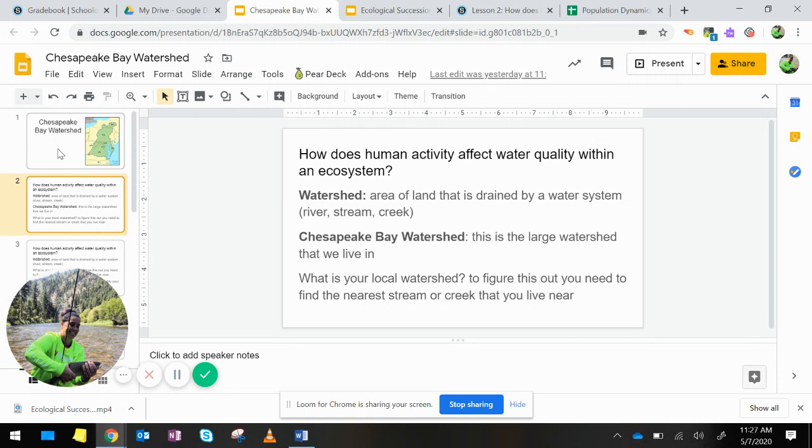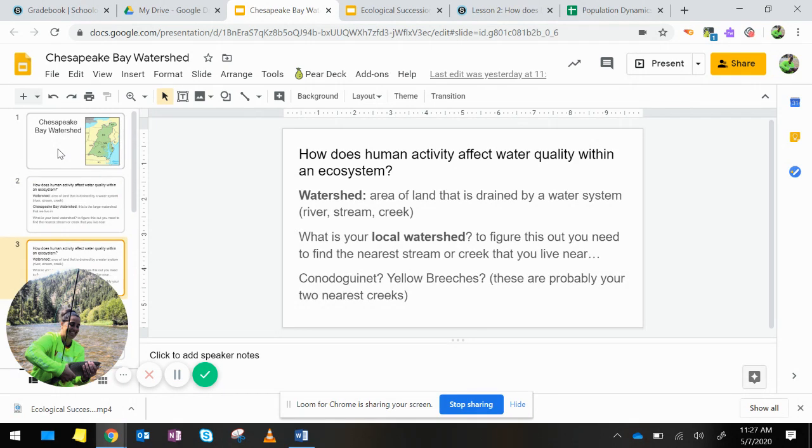So one of the things we're going to look at first is what is your local watershed? And to figure this out, you need to find the nearest stream or creek that you live by. So most of you are going to either live near the Connedaguinet Creek or you're going to live near the Yellow Breeches Creek. It kind of is dependent on where your location is within our district. So one of the things that you're going to have to do is look on a map. You're going to have to find where you live, and look at what is the nearest stream or creek near you.